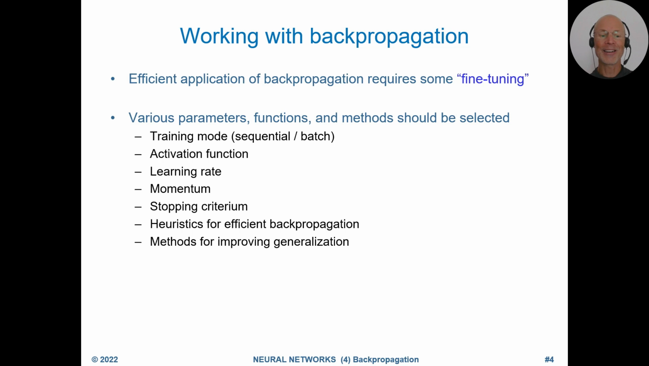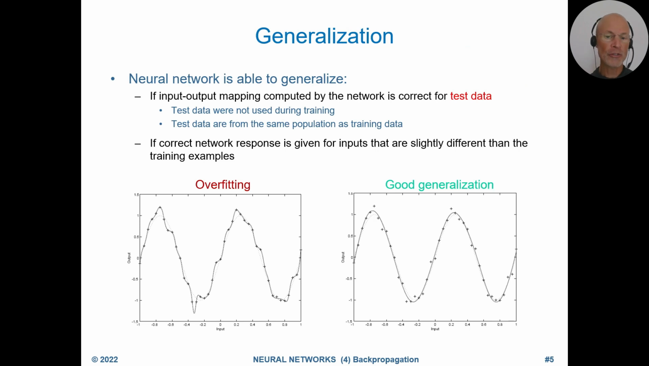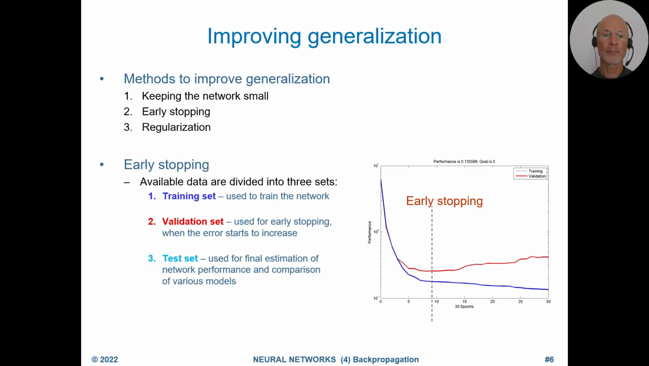activation function, learning rate, momentum, defining some stopping criteria, and there are also heuristics for efficient backpropagation and some methods to improve generalization. Generalization is very important for neural networks, so we require that they compute the proper response also for some new testing data. Figures below show examples of overfitting and good generalization.